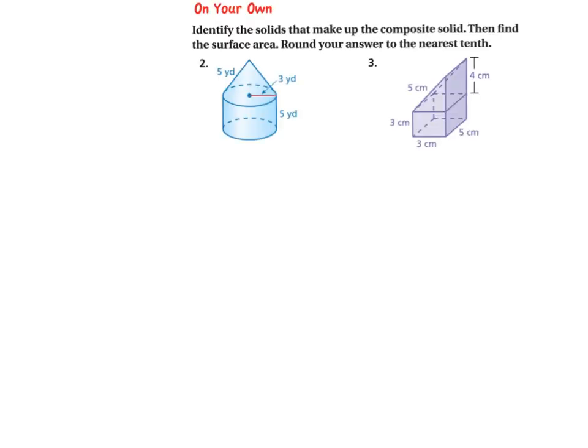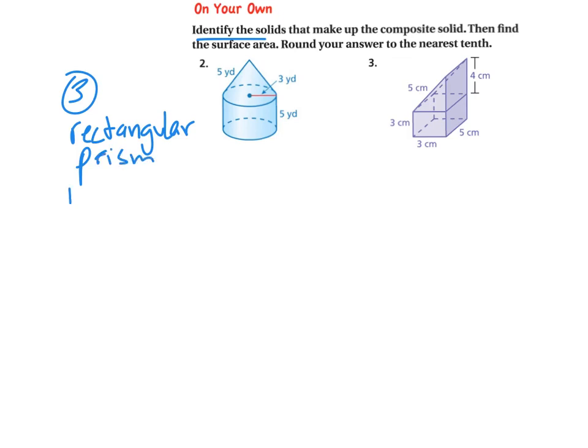All right, again, it asked us to, I know we already did it, but we're identifying the solids. So this is for number 3. And we have a rectangular prism, that would be the bottom part, and a triangular prism, which is the top part. And again, think about the fact that this base and roof touch each other, so we're not going to include that when we find the answer to this.